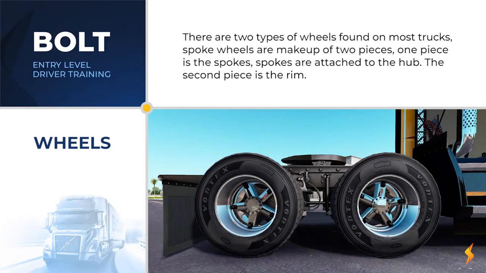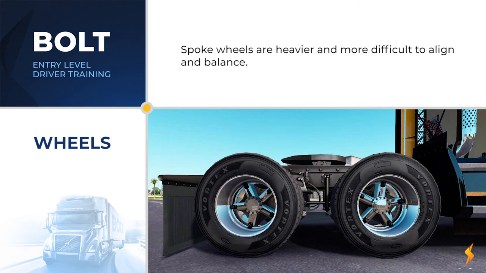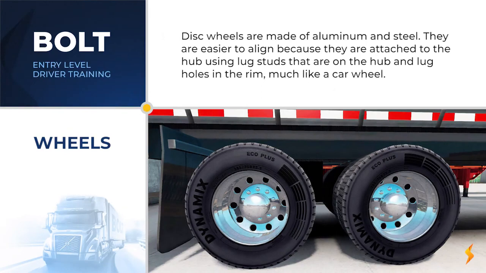There are two types of wheels found on most trucks. Spoke wheels are made up of two pieces. One piece is the spokes. The spokes are attached to the hub. The second piece is the rim. Spoke wheels are heavier and more difficult to align and balance. Disc wheels are made of aluminum or steel. They are easier to align because they are fastened to the hub using lug studs that are on the hub and lug holes in the rim, much like a car wheel.